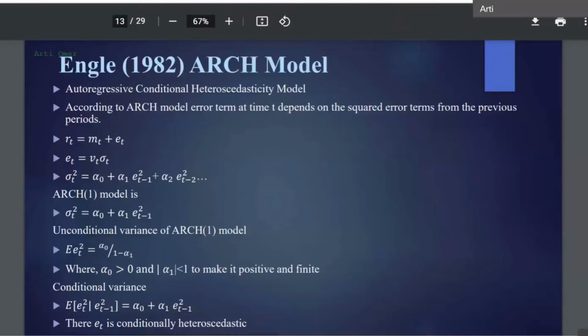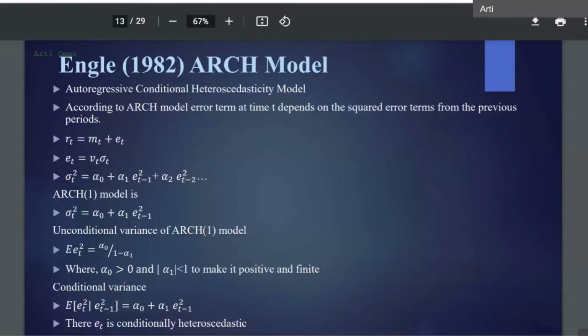The ARCH 2 model would be sigma square t is equal to alpha naught plus alpha 1 e square t minus 1 plus alpha 2 e square t minus 2. That means 2 means we have two lag values added. The ARCH 3 model means we are adding 3 lag values of the error term. So this is how it goes, right?